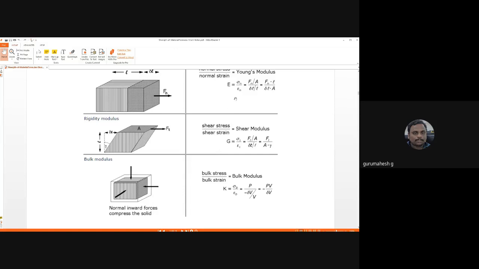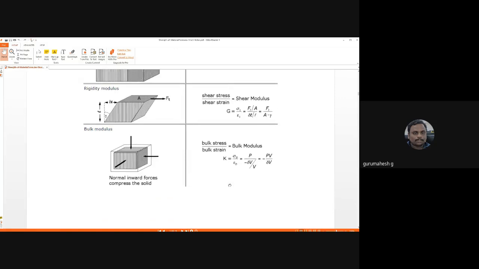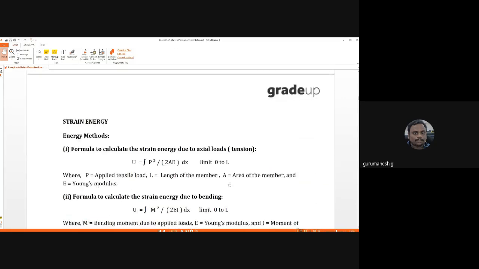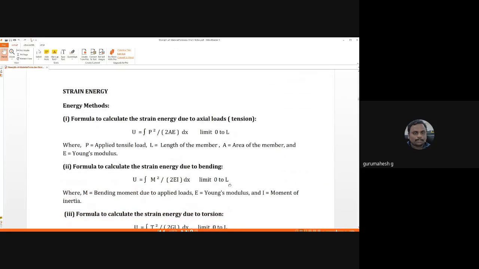Then what is the relation between E, G, K? We know the basic definitions. Young's modulus is normal stress by normal strain. Rigidity modulus is shear stress by shear strain. Bulk modulus is bulk stress by bulk strain. Then what is the relation of these three? Before going to that, we need to know some terminology for calculating these things.